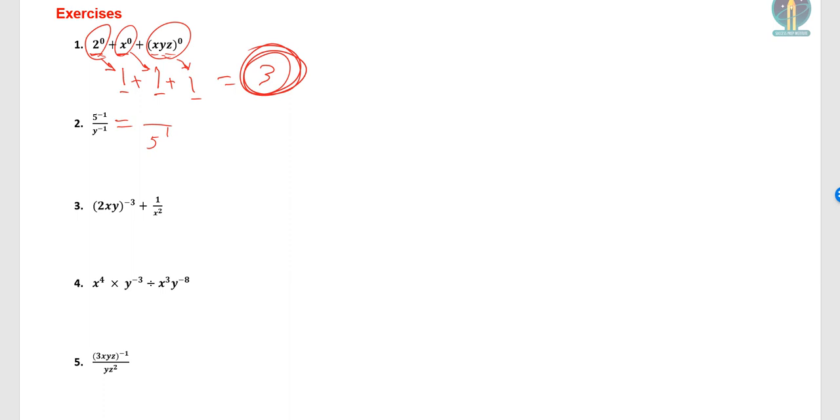So I flipped the base, kept the absolute value of the power, and did away with the negative sign. Y to the minus 1 is, again, you bring it on top and you get rid of the negative sign in the exponent. So you have y to the 1, right? But we said that anything raised to the 1 is that thing itself. So this is just equal to y over 5.